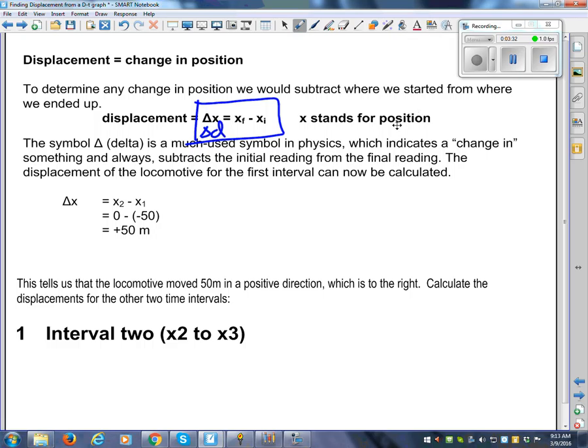X stands for position. The symbol delta, the triangle thingy, the Greek letter D, by the way, is a much used symbol in physics which indicates a change in something and always subtracts the initial reading from the final. So it's the final one first, final minus initial. Dan and I are playing 21 down at the gym. Dan has 18 points, and he started with 15. What was his change? How much did he just get? 3, right? Final minus initial.